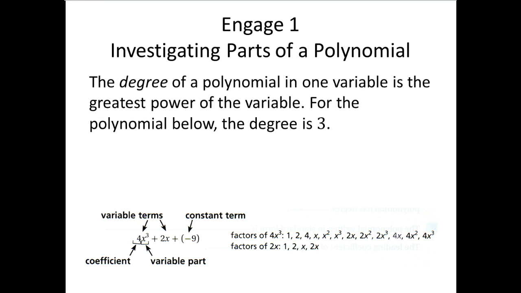The degree of a polynomial in one variable is the greatest power of the variable. So for this polynomial that we see here, the degree is 3, because if you look at the highest power of our variable, the highest power is 3. Because this is x to the power 3, this is x to the power 1, this here would be x to the power 0. So since 3 is the greatest power of the variable, I would say that this polynomial has a degree of 3.